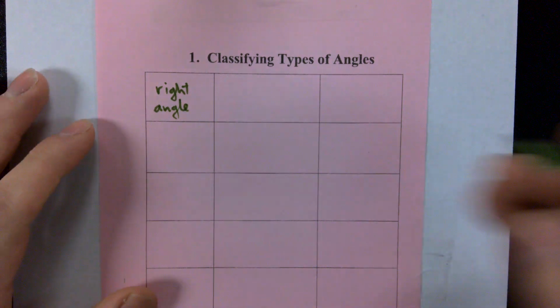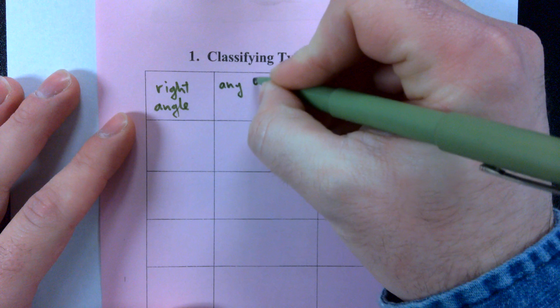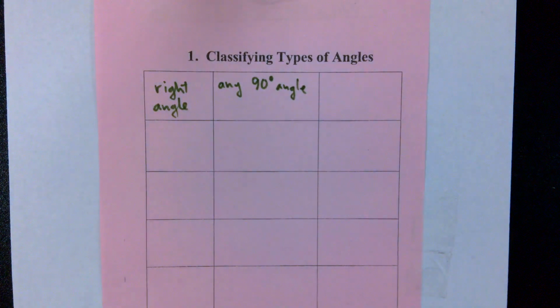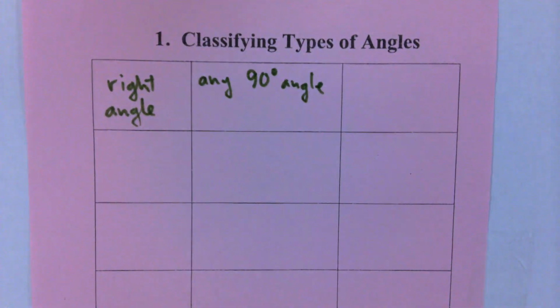90-degree angle. That's exactly right. A right angle is any 90-degree angle, and it's just that simple. Any angle that's 90 degrees is a right angle.